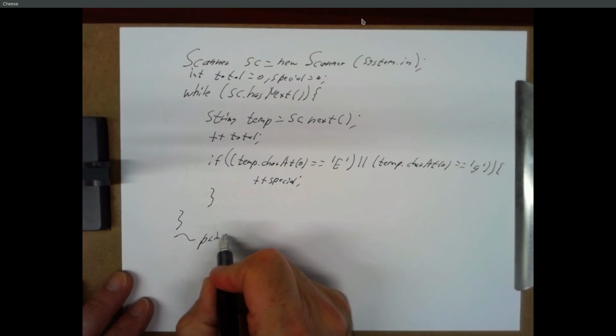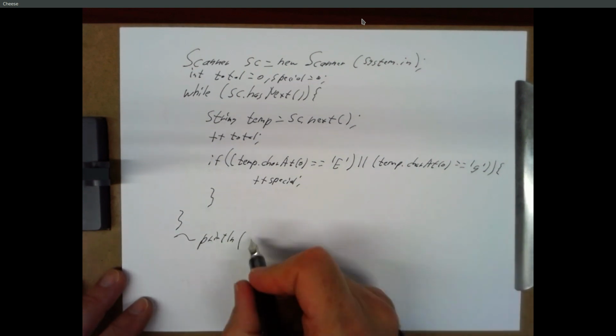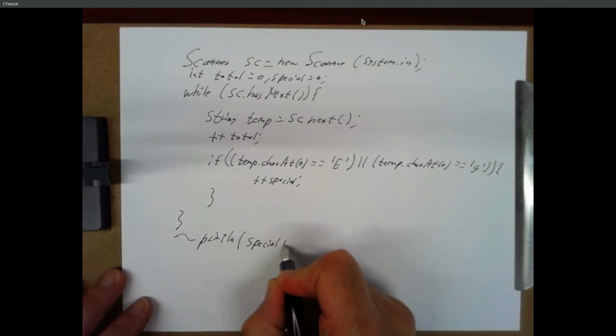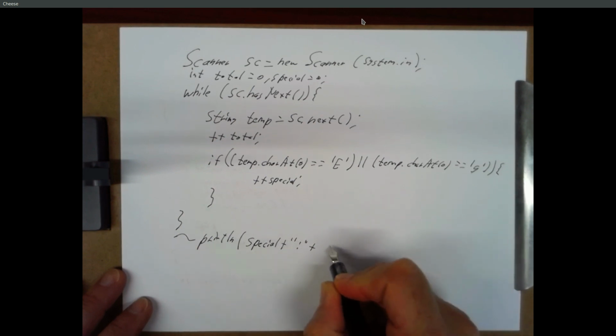And then println. So what do we want? Special plus a colon plus the total.